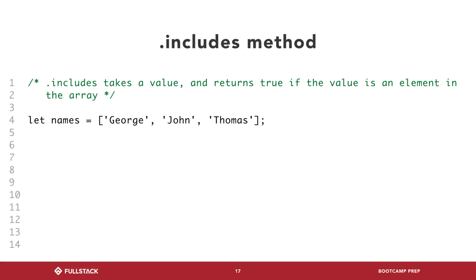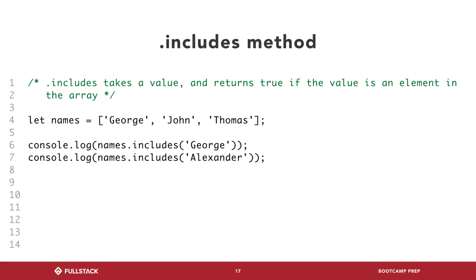Oh, I lied to you. There's more. Includes. The includes method. The includes method is almost like a dumber version of the indexOf method. It also does a search, except it doesn't tell you where it is. It just returns back true or false. True if it exists, and false if it doesn't exist. So it's like a dumb search function.